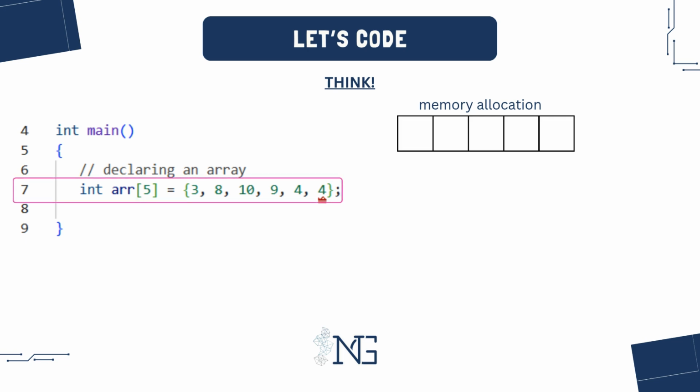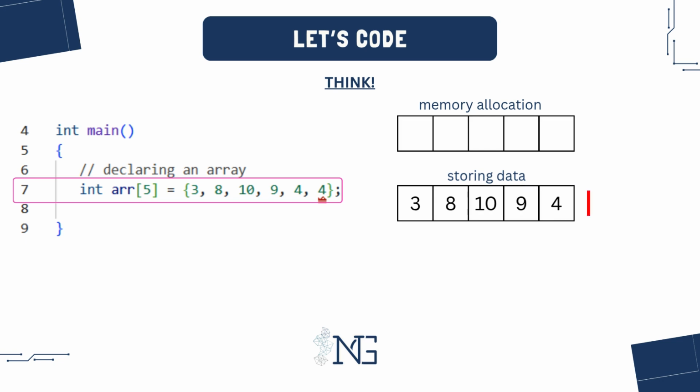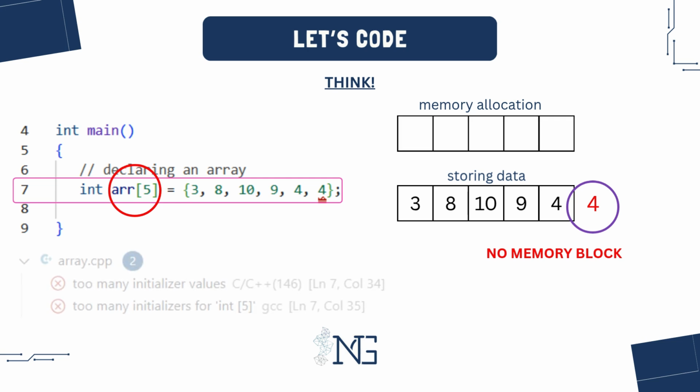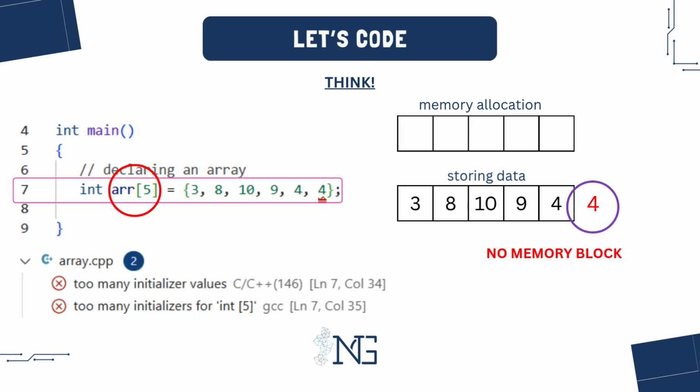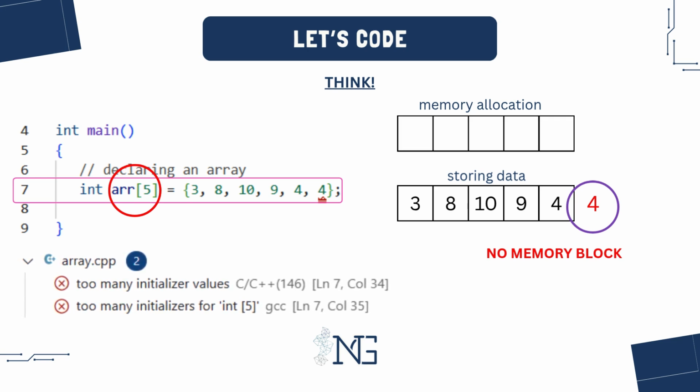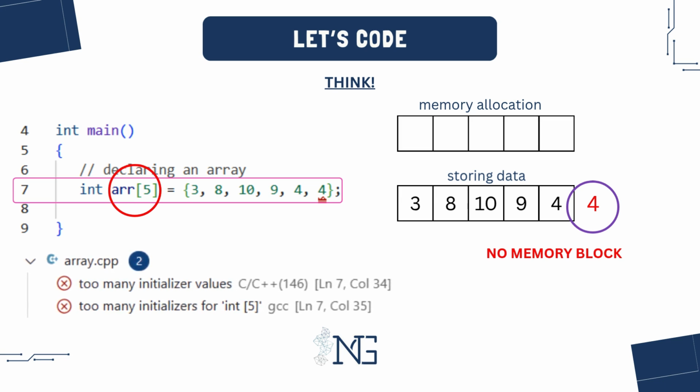Let's look at this code. We've declared an integer array named arr and tried to initialize it with 6 values: 3, 8, 10, 9, 4, and 4. But here's the issue. The array is only declared to hold 5 elements, as shown by arr[5]. That means we're trying to store more values than the array can handle, which leads to undefined behavior in C++. So remember, if you write arr[5], you can only store 5 elements, from index 0 to 4. To fix this, either remove the extra value or increase the array size to match the number of values.